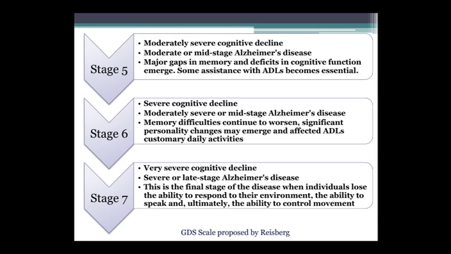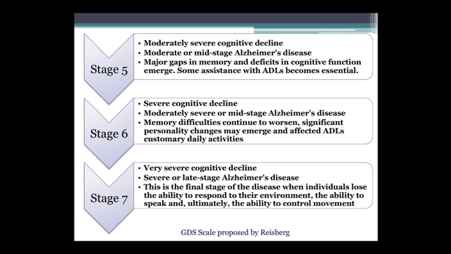Then stage 6 is known as the severe cognitive decline. This is termed either moderately severe or mid to late Alzheimer's disease. Memory difficulties continue to worsen. There are significant personality changes most of the time. Like what I said before, there are variations for each patient. And activities of daily living, basic care activities, are a lot more compromised.